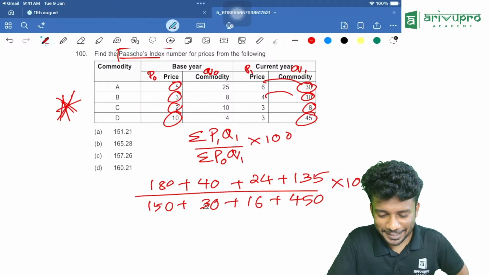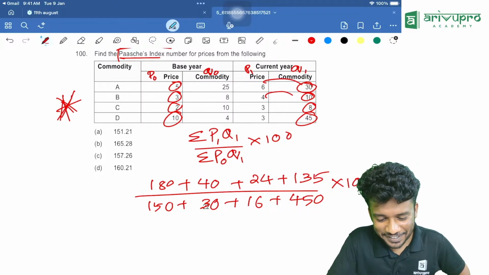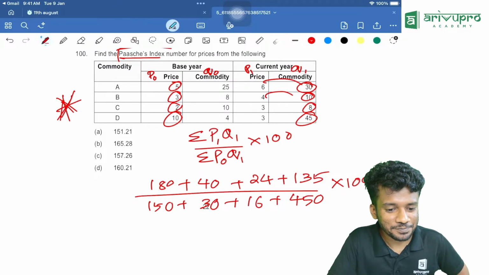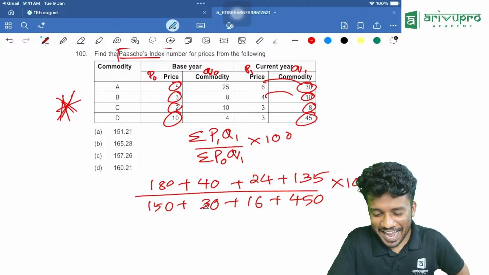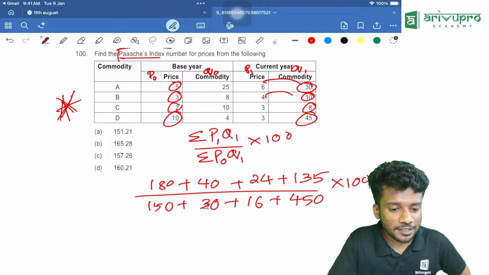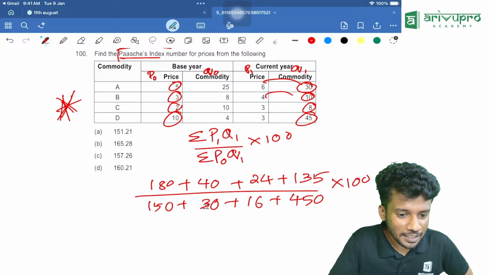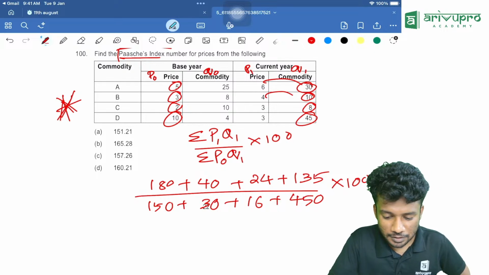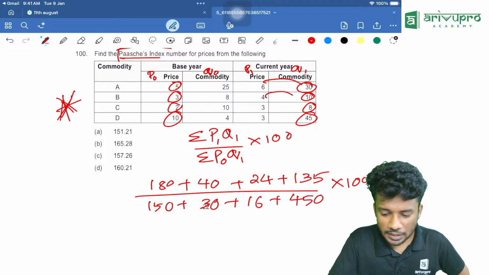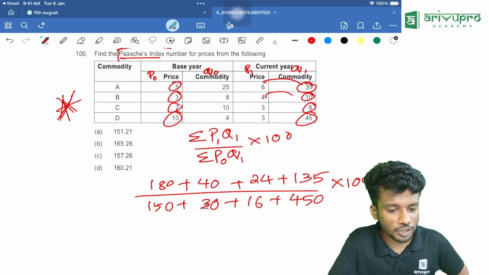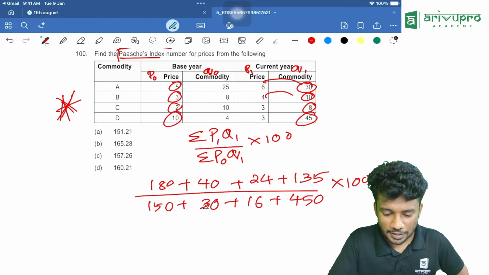Oh, one person already told. Fine. Next. Fine. Any other? Yes, Balaji. Do you have any doubt? Tell me. If not, we can wind up.